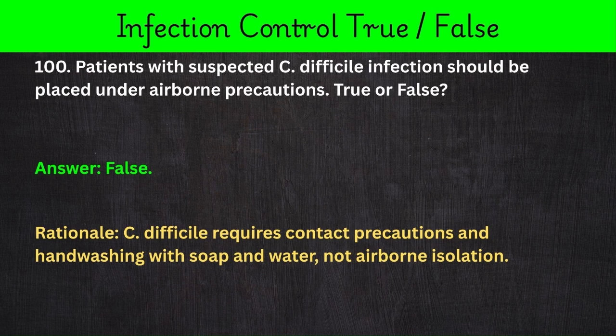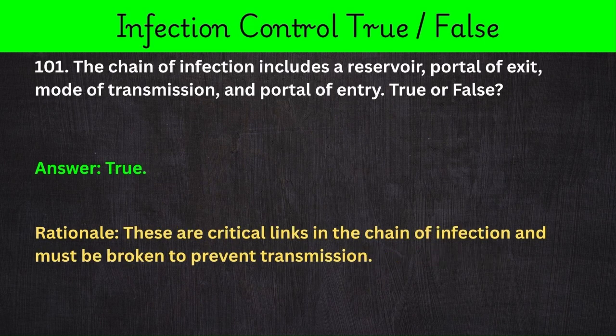True or false? Answer: false. Rationale: C. difficile requires contact precautions and hand washing with soap and water, not airborne isolation. 101. The chain of infection includes a reservoir, portal of exit, mode of transmission, and portal of entry.